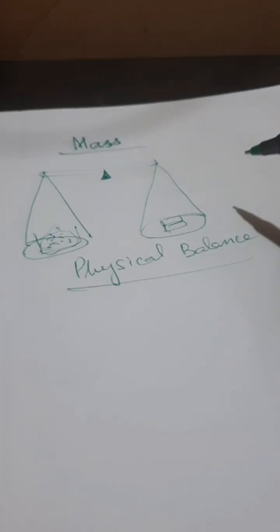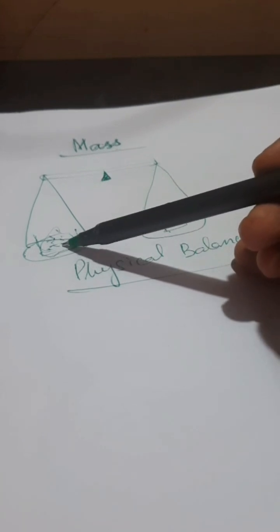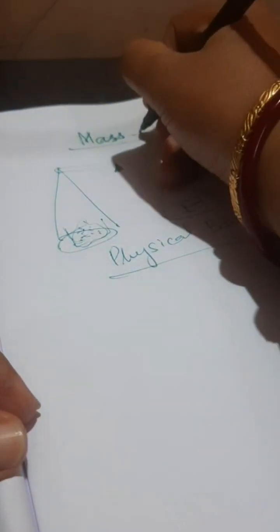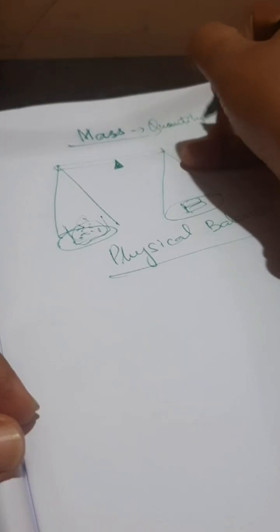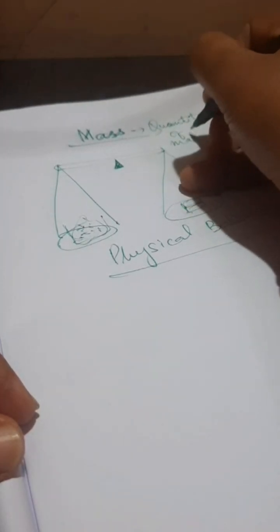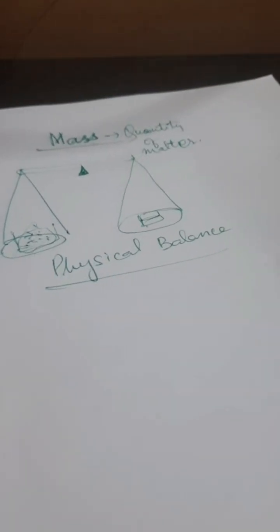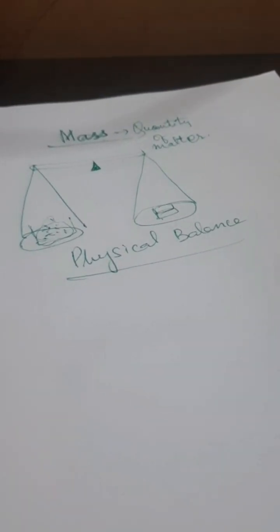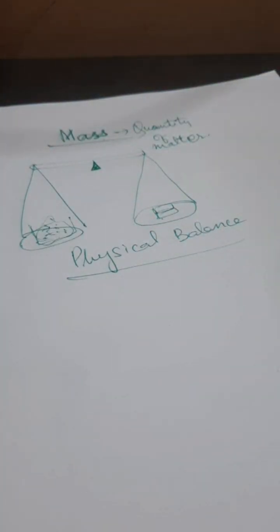Now, what is mass? Mass of the substance is the quantity of matter contained in that substance. So, what is it? It is the quantity of matter. Mass is the quantity of matter. Whatever you are going to buy or take, if we are talking about mass, then we have to say it is the quantity of matter in that substance.